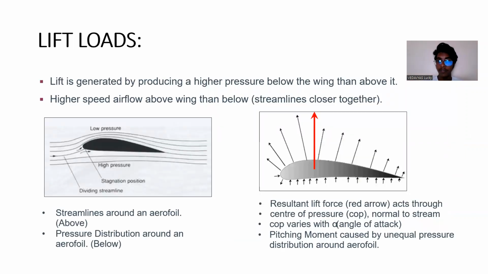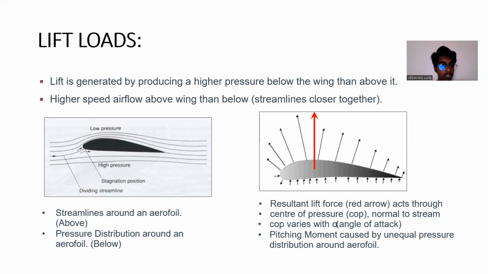Coming to the lift loads of an aircraft structure. Lift is generated by producing a higher pressure below the wing than above it. Higher speed airflow above the wing than below, so the streamlines are closer together.